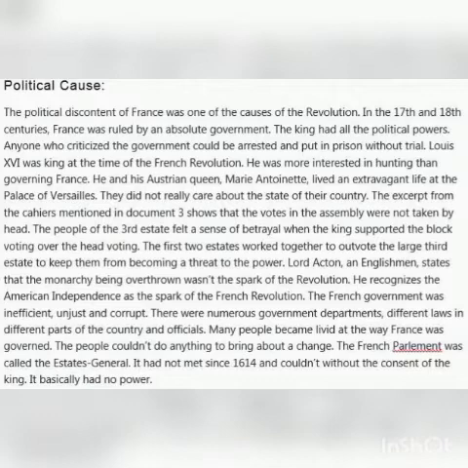Louis XVI was king at the time of the French Revolution. He was more interested in hunting than governing France. He and his Austrian queen, Marie Antoinette, lived an extravagant life at the Palace of Versailles. They did not really care about the state of their country.